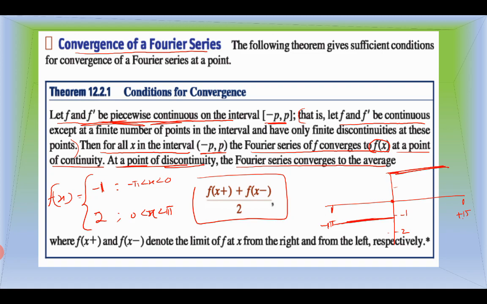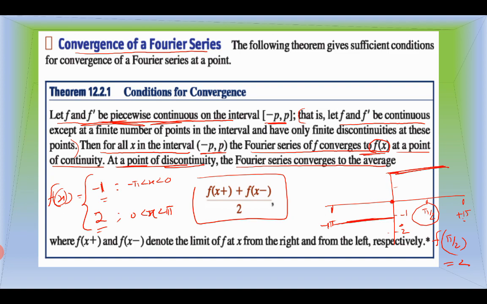Okay, now the question is, what is f of pi by 2? Pi by 2 is lying between 0 and pi, so the answer is 2, because it's a constant function. f of pi by 2 is 2. f of negative pi by 2 is negative 1. So at points of continuity, you will find where f of x is converging to.